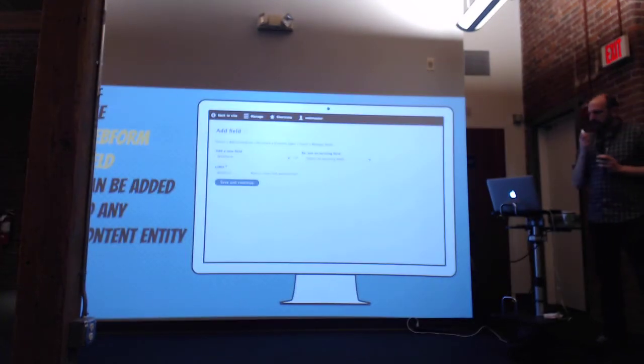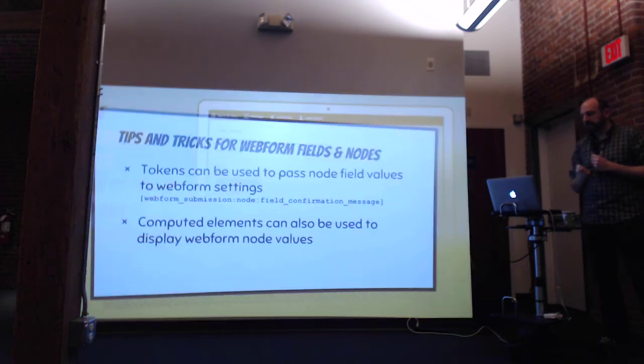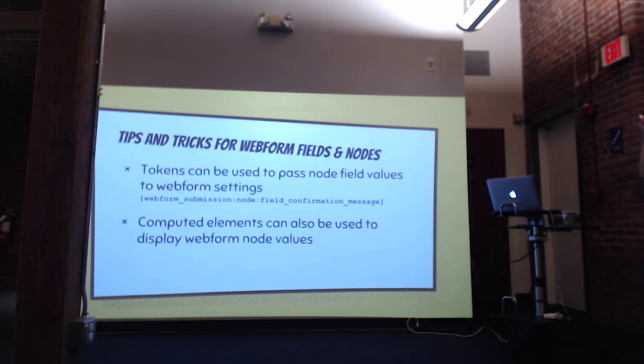And I'm going to show that to you, but I have this slide just to show you how simple it is. It's just a field. You add it to your nodes, and there you have the relationship. And some really good tips and tricks for web form fields and nodes is, tokens can be used to take that data, that relationship, and pass it from the node that's associated with the web form down to the submission.